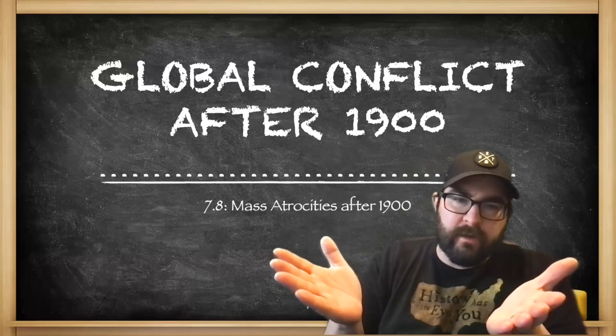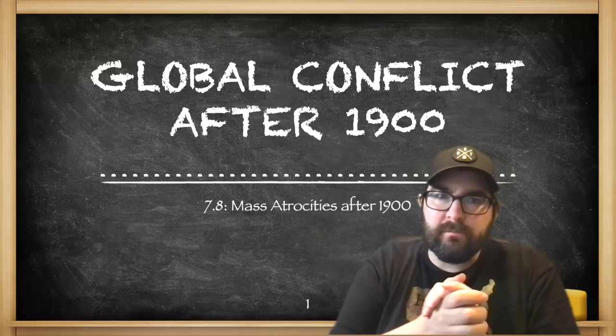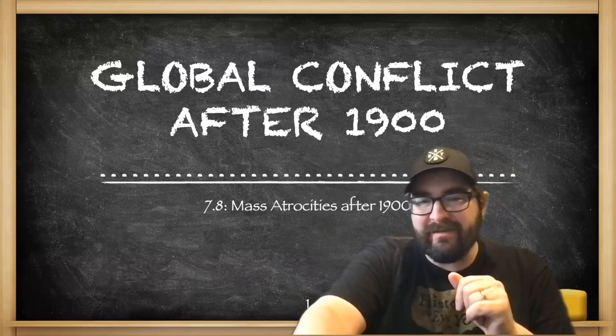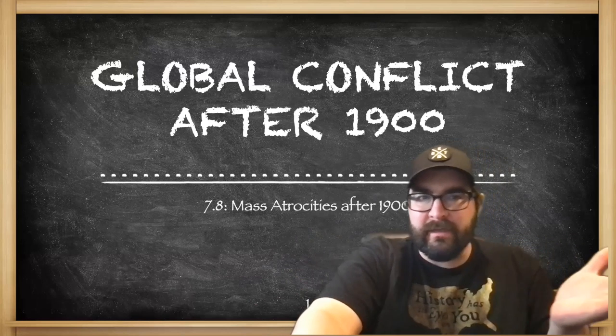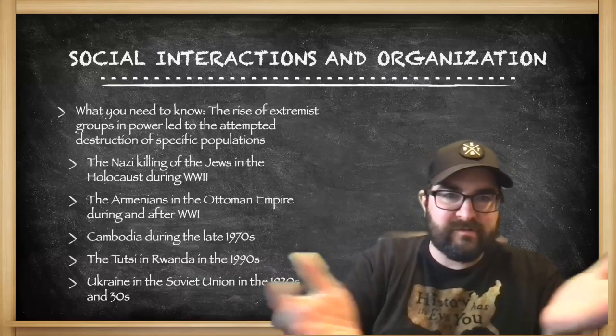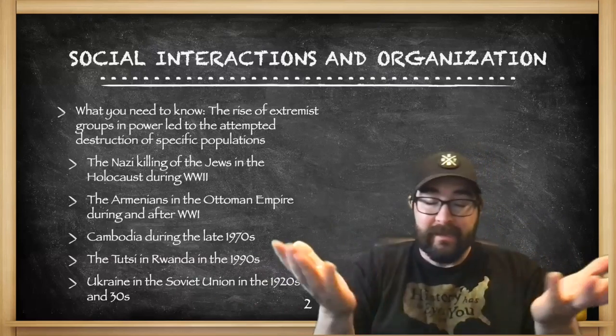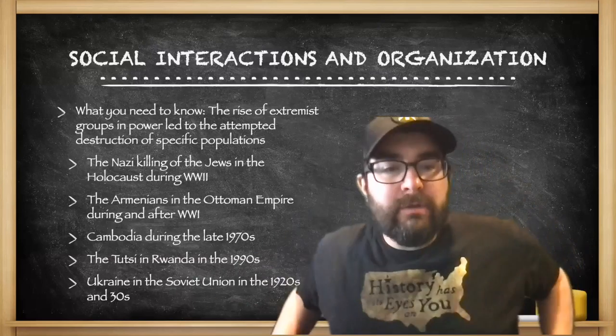Today we're going to talk about Section 7.8 of the AP World Modern Curriculum, mass atrocities after 1900. Certainly not the most enjoyable section of the AP World Curriculum, and in fact, it might very well be the worst. So what do you need to know?